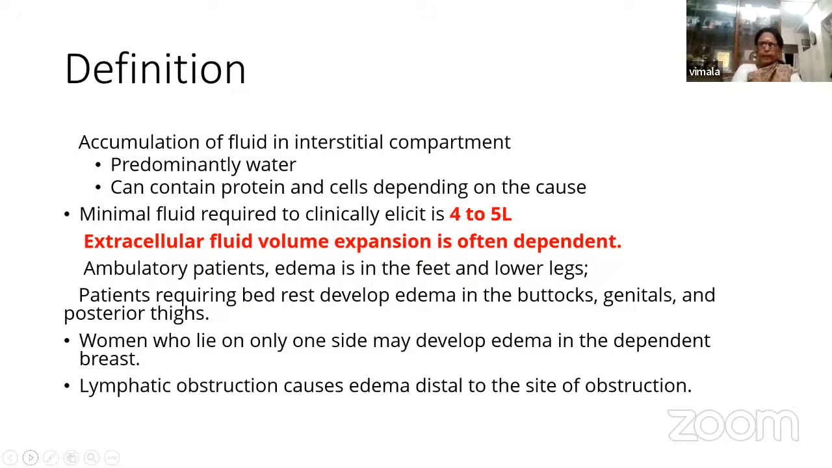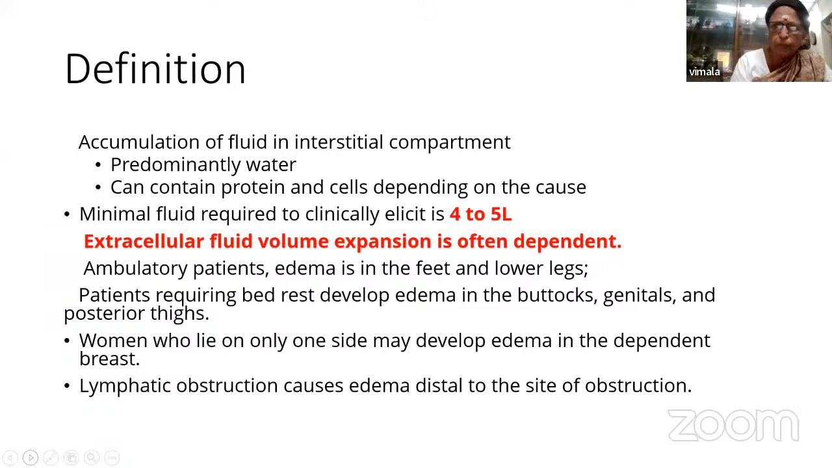Now, somebody comes and tells you, I am edematous. How will you elicit edema? The simple sign is to press the skin above the lateral malleolus or medial malleolus, or over the shin of the tibia. Normally, there is a displacement of fluid that gives you a pit. That is called pitting edema. That is how you detect edema clinically in acute situations.